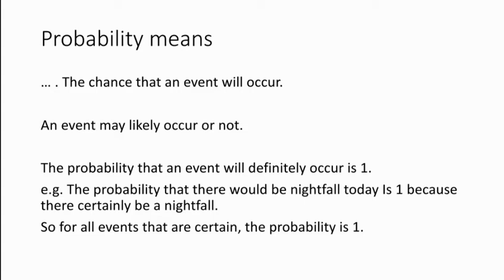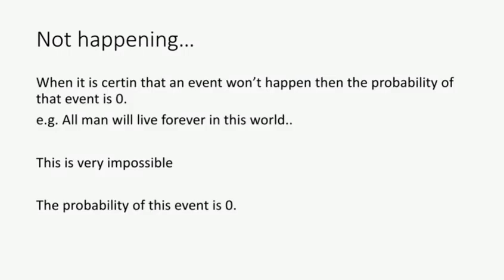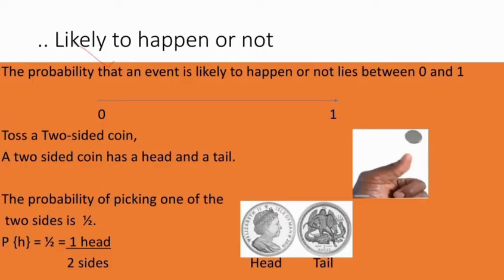However, there are times when events never occur. For example, when I say all men will live forever, this is definitely impossible. And so the probability of this event occurring is 0. Most times we use the word probability loosely, and it simply means that we're not sure if this event will likely happen or not. And so you will find out always that your probability lies between 0 and 1. It is 0 when it won't happen and 1 when it will happen.